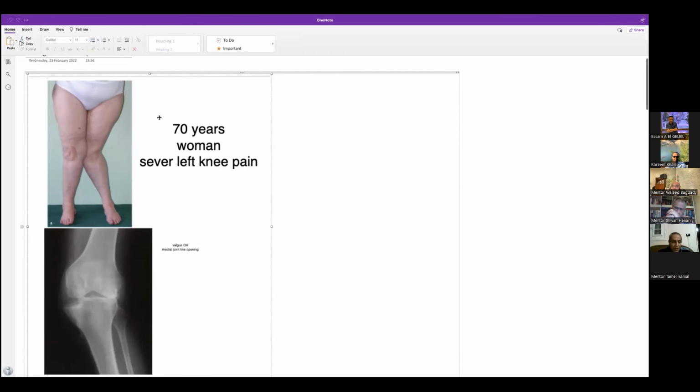I will counsel the patient if the non-operative measures are exhausted. I will counsel the patient for the possibility of total knee replacement. Okay. Do you want to do anything before all that?